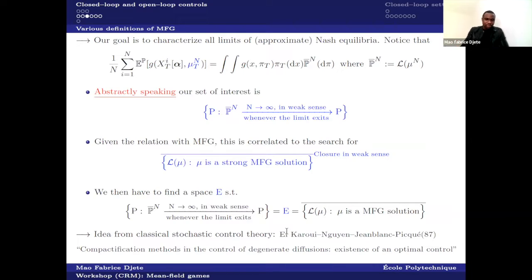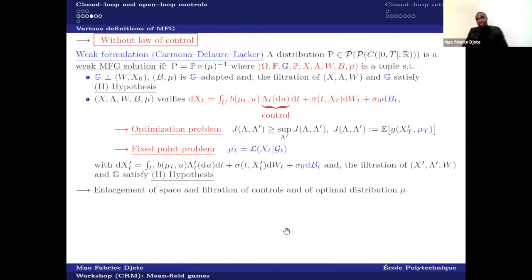So now I'm going to discuss what the set E can be. First of all, there is a very well-known result of Carmona, Delarue, and Lacker about the weak formulation. Actually, the term weak, if I follow the framework of El Karoui and Jeanblanc, I would normally call it relaxed formulation, but in the paper of Carmona, Delarue, and Lacker, they call it weak formulation. The formulation I present here is not the one they use in the paper, but it's actually the same. And what I call a weak formulation will be a probability distribution.